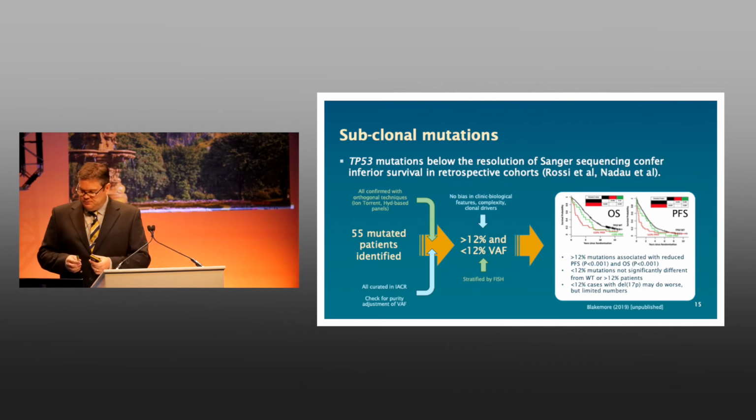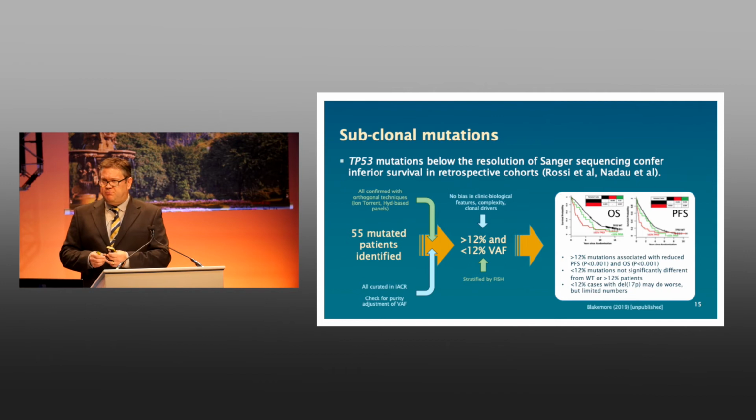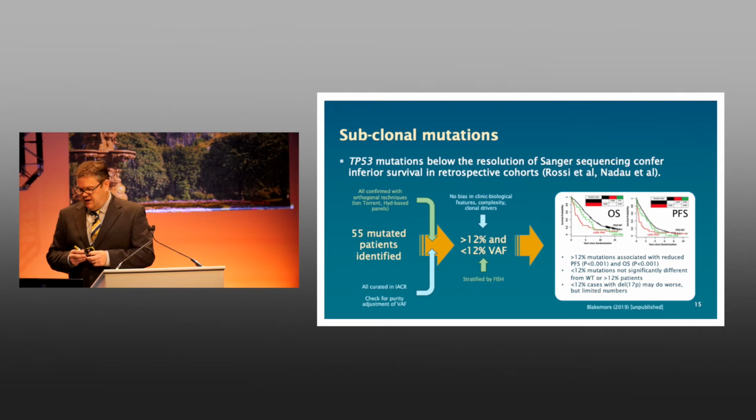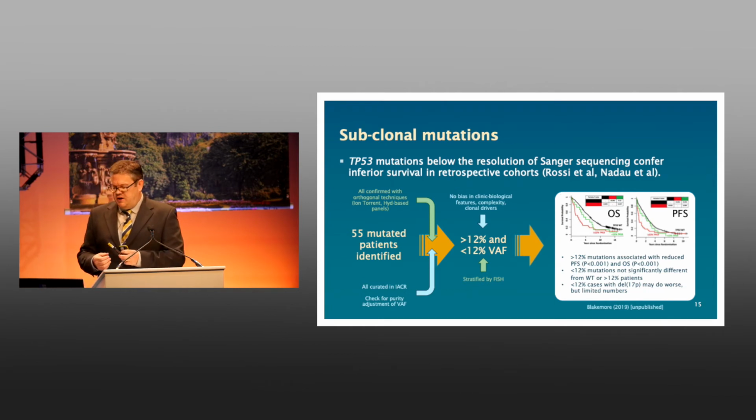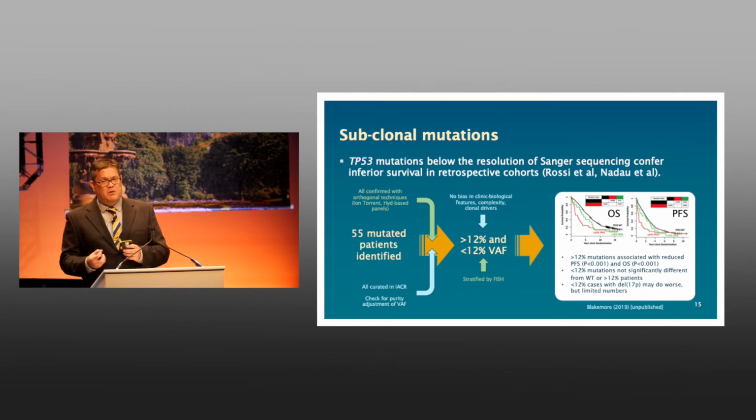But we weren't able to show that those mutations present in less than 12% were significantly different from those Sanger positive mutations or the wild types, suggesting that it's perhaps a group that sits in the middle. What we could show is that a subgroup of those subclonal mutations lower than 12% that existed concomitantly with a 17p deletion did do worse.